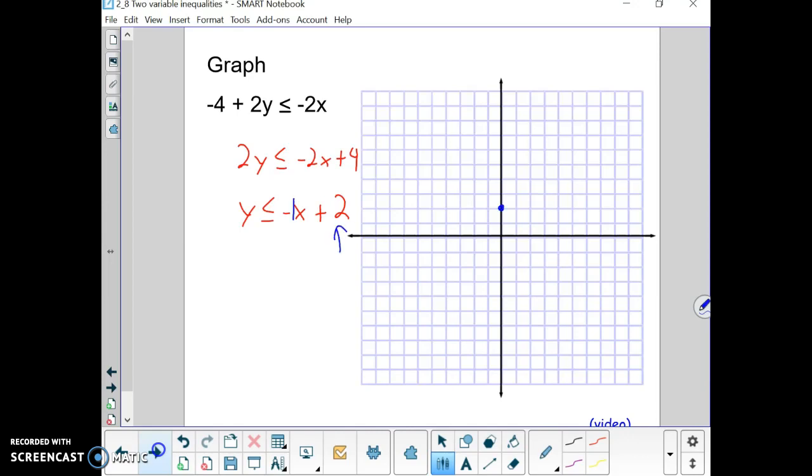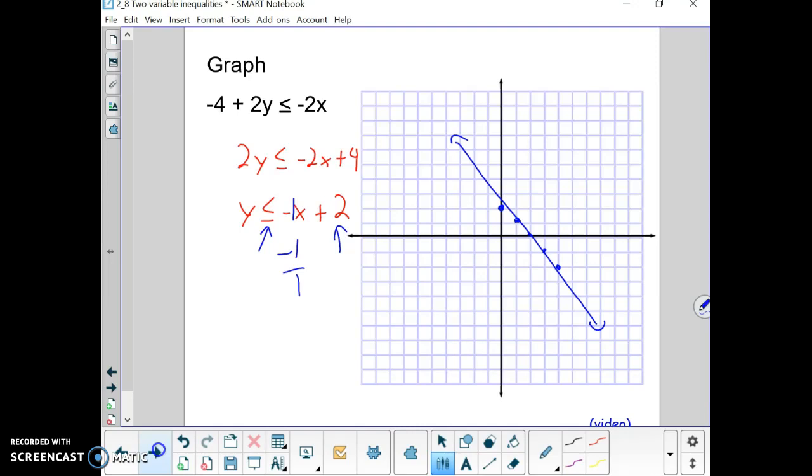Okay, so now graph with the y-intercept of 2 and the slope of -1. So when I graph, I'm going to go down 1 over 1, down 1 over 1. Before I draw the line, I'm going to think in my head solid or dashed line. In this case, because there is an equal to in the inequality symbol, solid. The points on that line count, so I draw a solid line.